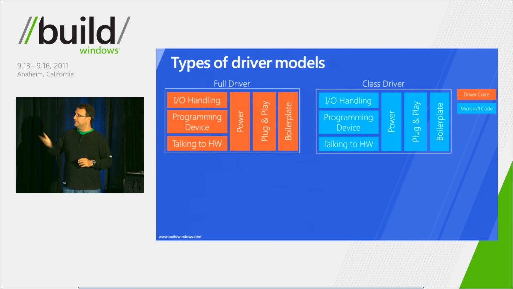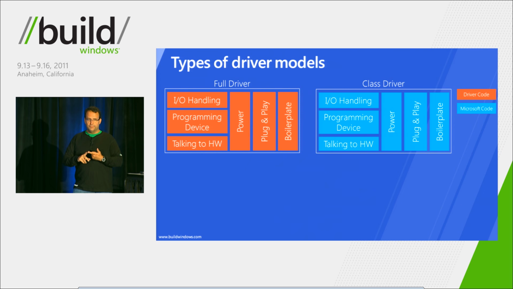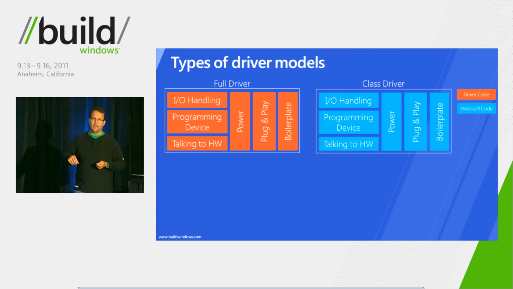The advantage here is clear. Like the lines of code you write to functionality ratio is amazing, right? You write nothing, your device works, it plugs into Windows. The downside is, you have to conform to an industry standard that we have a class driver for. So if you've done something completely novel, there's probably not a class driver for it. The other problem is that the class driver, while it's great, there's not as much room for differentiation as if you were to do a full driver.